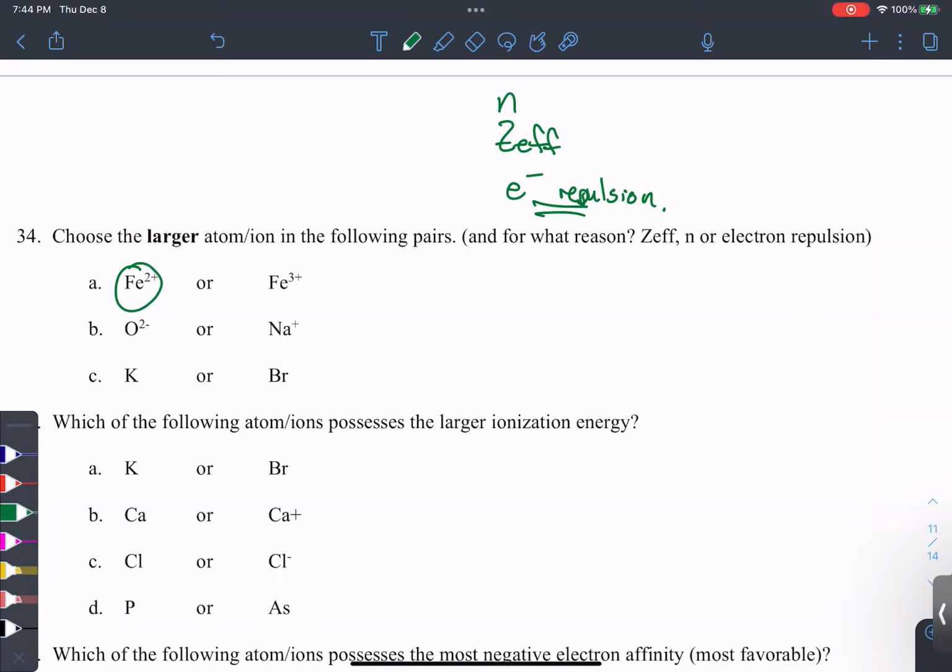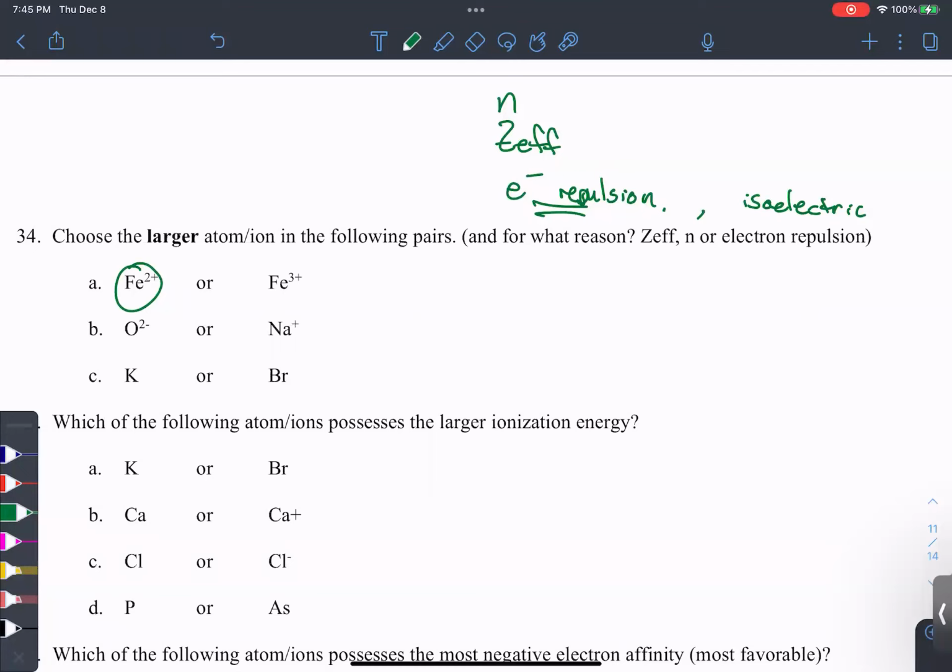I will point out one additional caveat. Sometimes we need to have our eye out for isoelectronic species, meaning they have the same number of electrons. Oxygen 2- and sodium plus, if we look at our periodic table, both have the same electron configuration. They both have 10 electrons. So I don't know which one is bigger or smaller. It's 10 electrons for each.